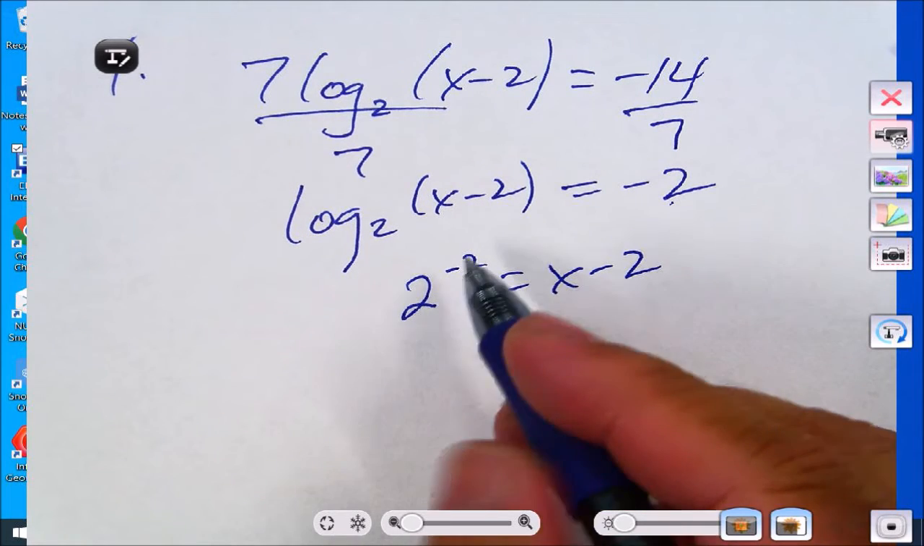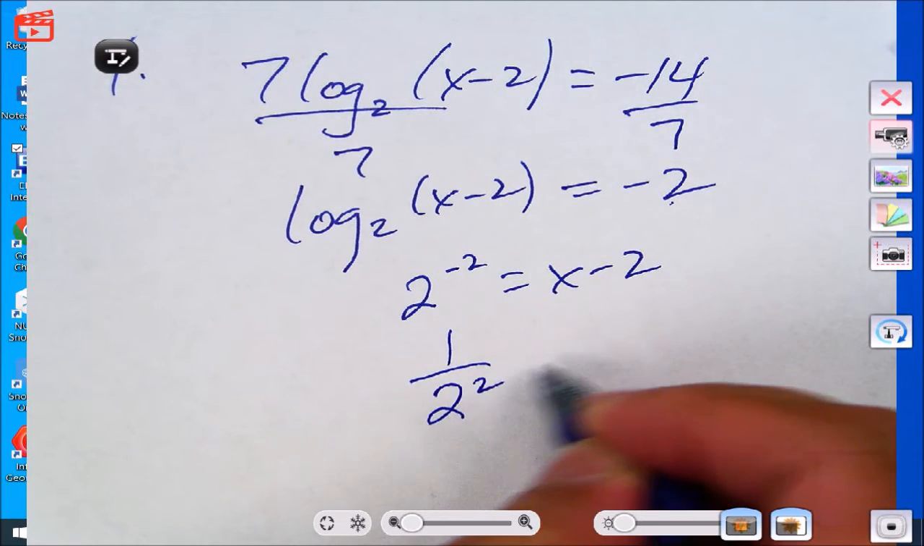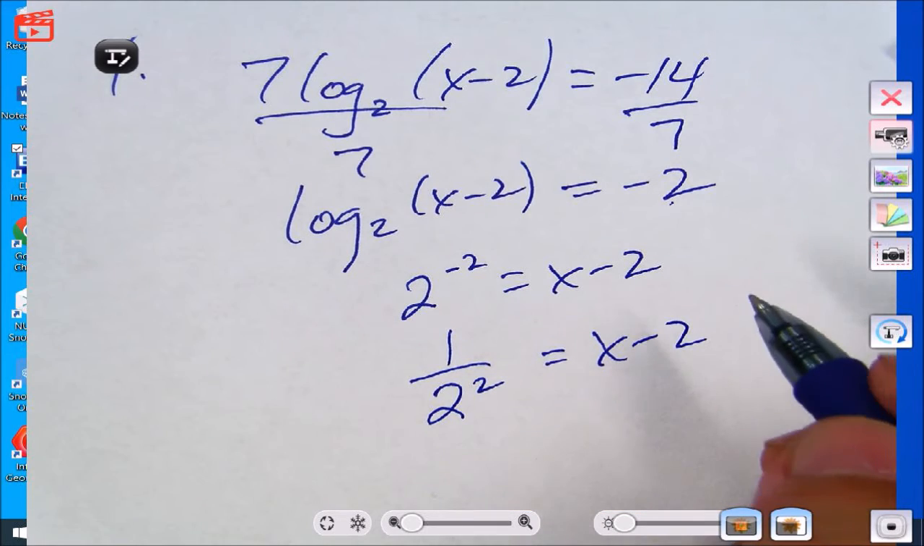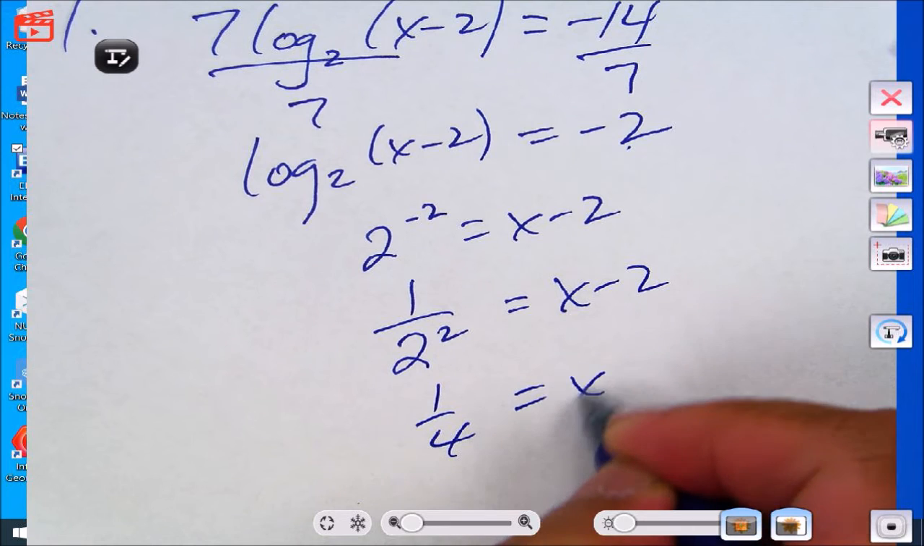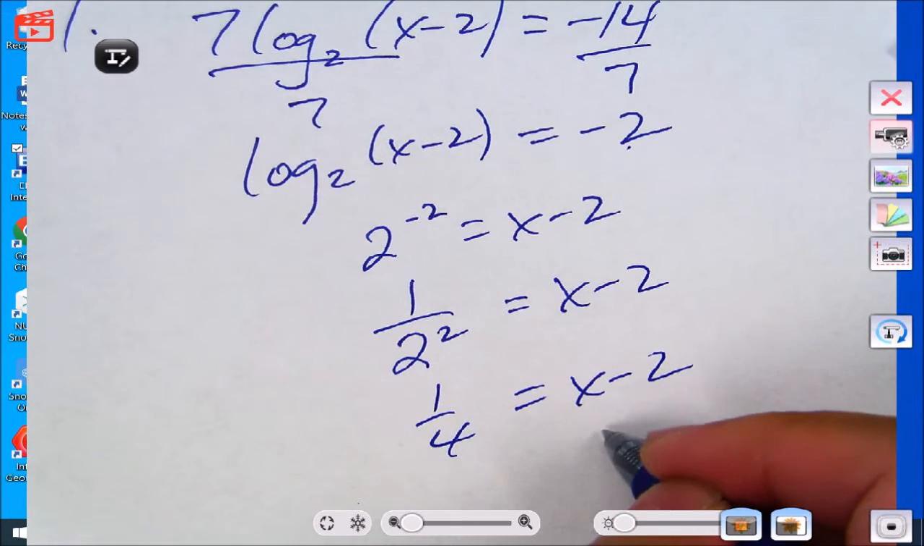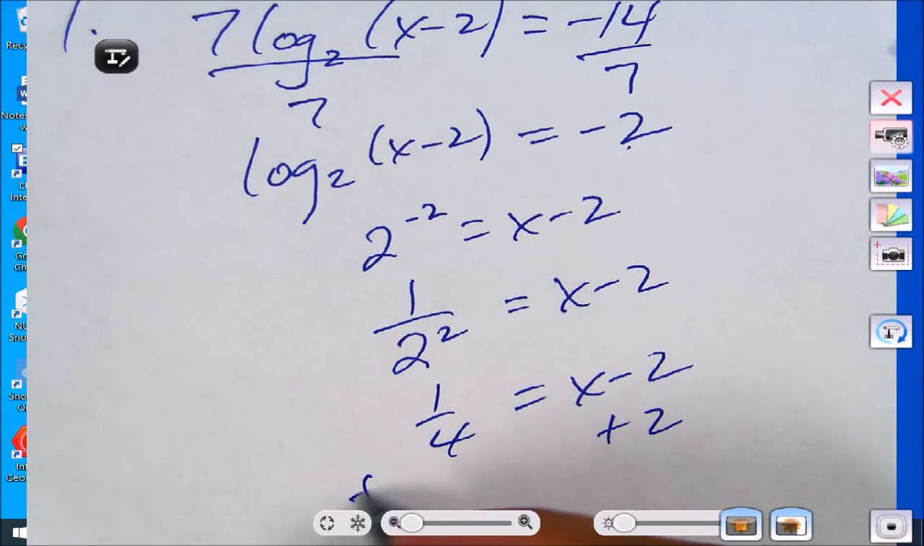And remember, if you have a negative exponent, you make it a positive exponent in the denominator. And then you square it. So that's 1/4. And then you add 2 to both sides. So x equals 2 plus 1/4.